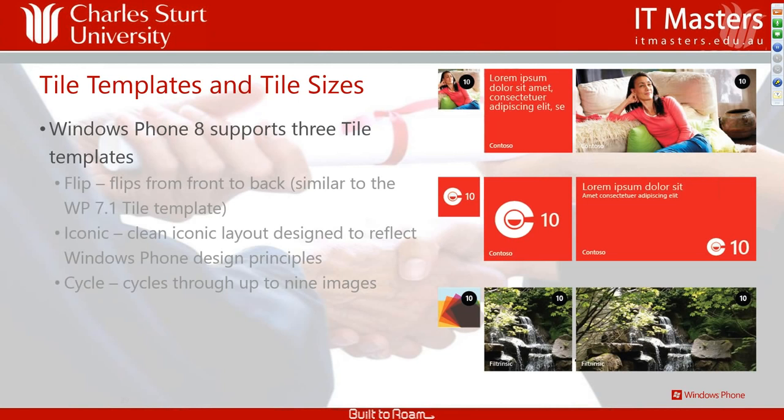The last template is actually a cycle, and here you get to allocate up to 9 images for the tile to iterate through. So this is like an extended form of the flip tile, where the tiles will actually flip or cycle through these 9 images. These are really good for applications that have a large number of images that they might want to display to the user.